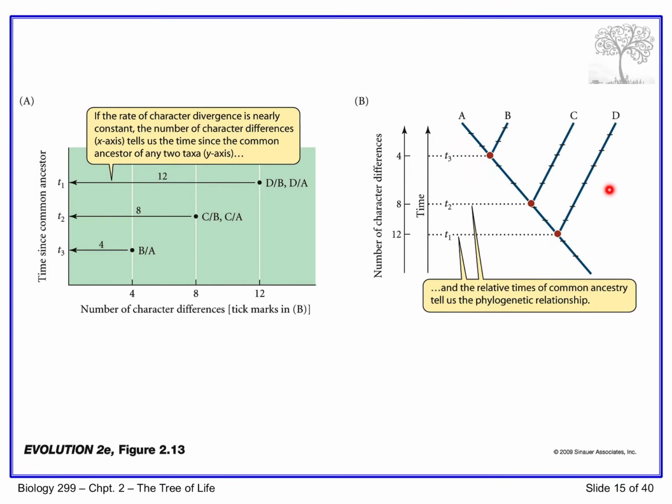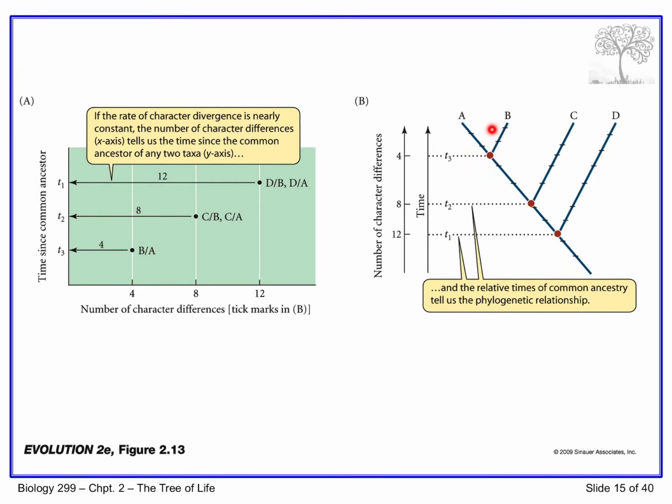Also notice our horizontal hash marks. These indicate mutations. If we look over here on this graph on the left, the number of character differences or tick marks is on the x-axis, and the time since the common ancestor is on the y-axis. So if we compare species B and A, this says there are 4 mutational differences between them.